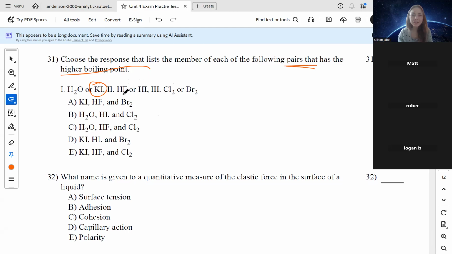Next, I have HF versus HI. So HF, hydrogen fluoride, can hydrogen bond. Hydrogen iodide cannot. So I have HF in this group of two. And then my last scenario, I would check molar mass. So chlorine is above bromine on the periodic table. So bromine is heavier. So that would have a higher boiling point. So we see that A would be the winner here. That lists all of the pairs, whichever of the two has the higher boiling point.